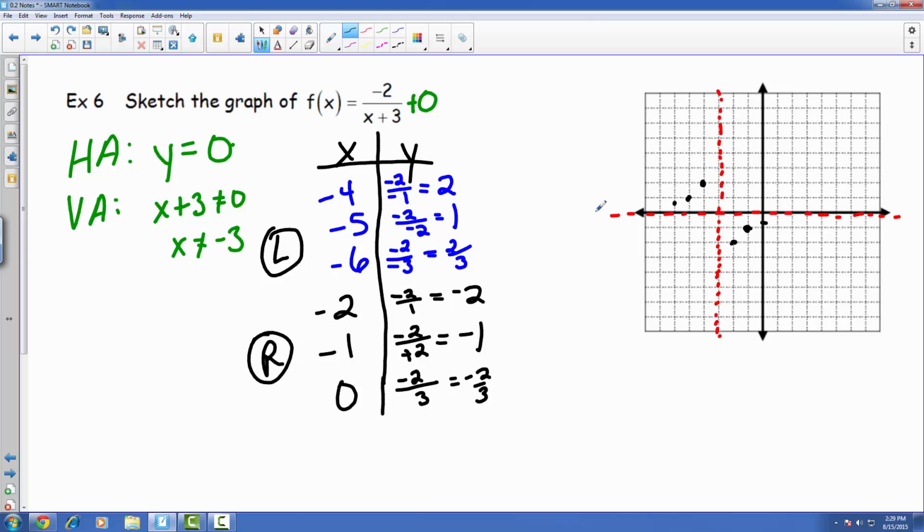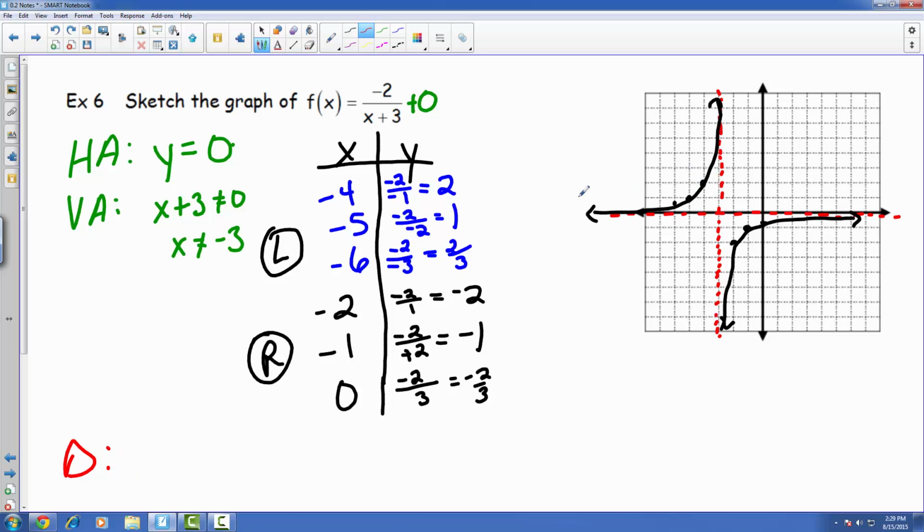Just connecting those dots, we end up with an image that should look something at least like that. And there is what our graph should actually resemble. Let's go ahead now and talk about the domain and range.